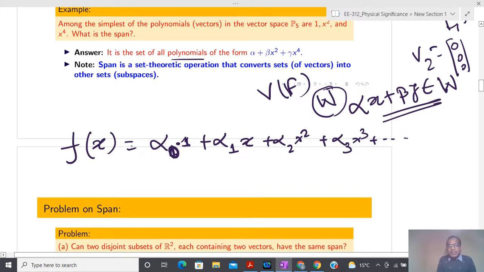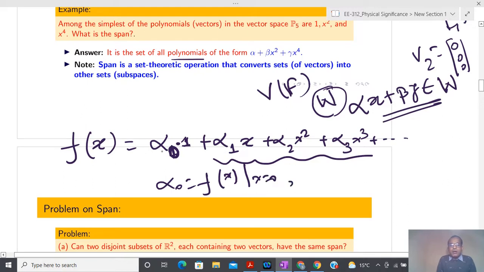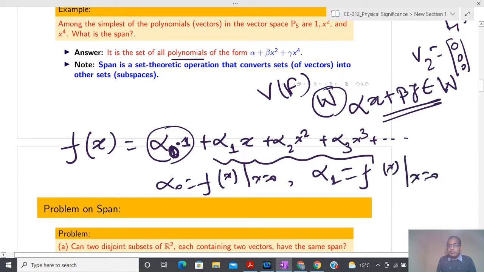So from here you can see that in order to calculate alpha 0, if you put x equal to 0, then all the other quantities equal 0. So I can calculate alpha 0 at x equal to 0. Similarly, in order to calculate alpha 1, I will take the first derivative. If you take the first derivative, then f dash x about x, this quantity is 0. Now I have alpha 1 and all other quantities are 0 if I again consider x equal to 0.